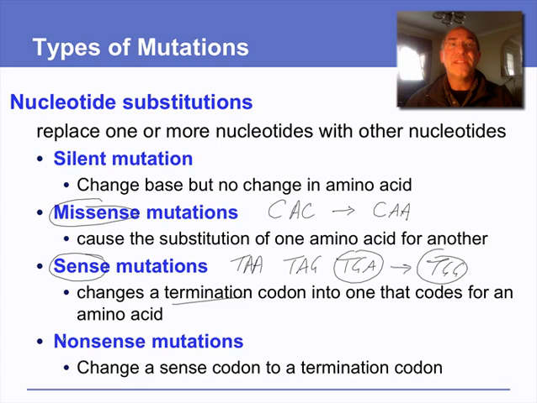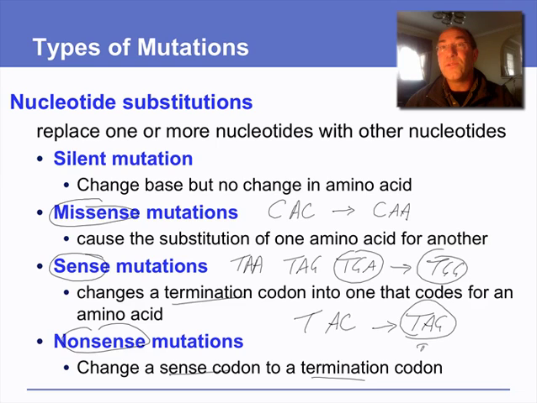The reverse of this is a nonsense mutation. This is where you take a normal codon that codes for an amino acid and turn it into a termination codon, into a stop codon. So let's say we have TAC, and if that mutates to TAG, then this, of course, means stop. And this originally means an amino acid. So this is a nonsense mutation.